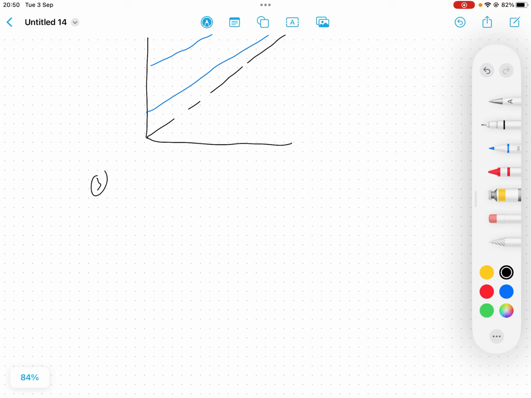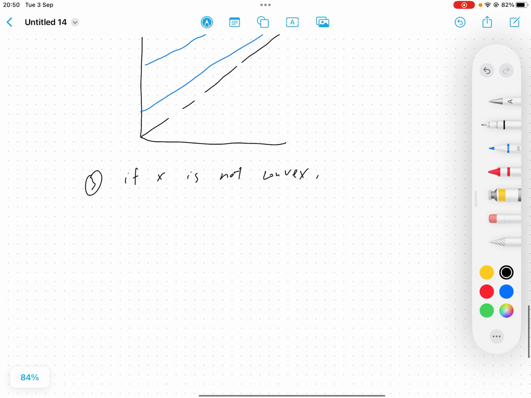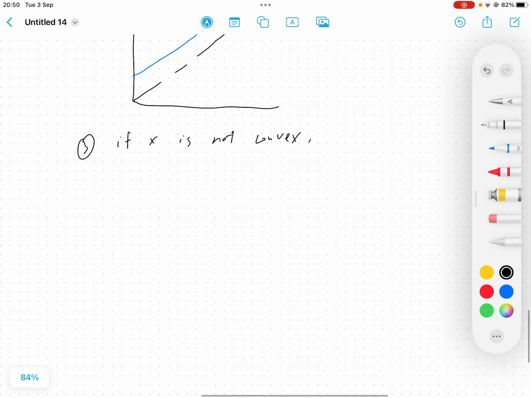And the third one is convexity. If X is not convex, let's say X is some set with a union, from 0 to a quarter, and union to, let's say, 3/4 to 1.